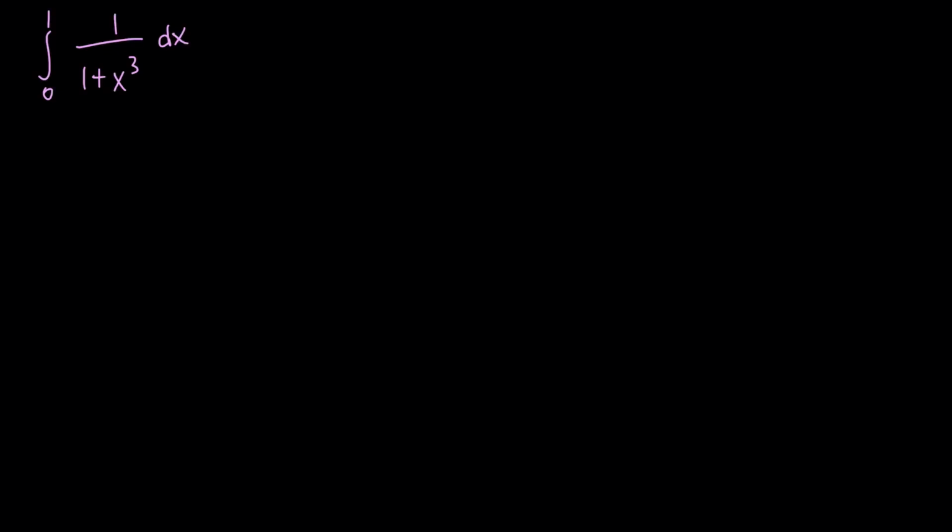Today we'll be doing the integral from 0 to 1 of 1 divided by 1 plus x cubed dx. And to start off, we will factor x cubed plus 1. So x cubed plus 1 can be factored into x plus 1 times x squared minus x plus 1.